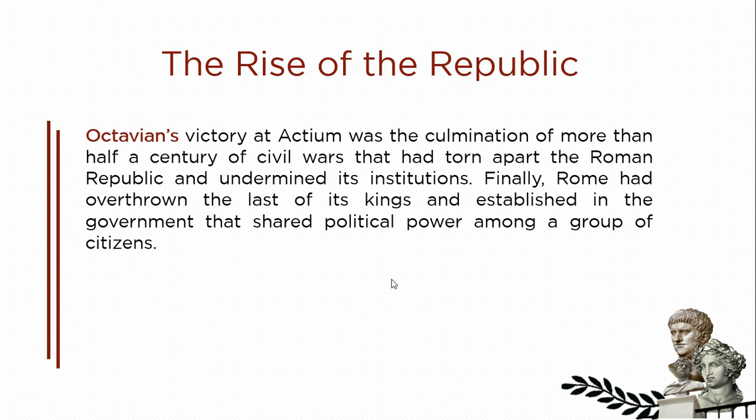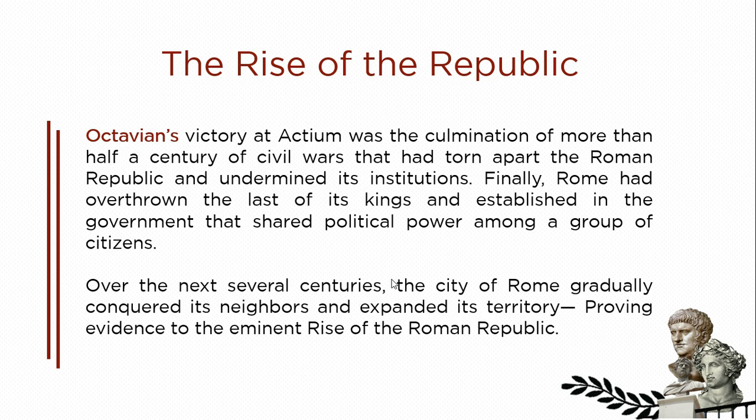The Roman Republic had come into being 500 years earlier, when the small and rather insignificant city state of Rome had overthrown the last of its kings and established in their place a form of government that shared political power among a group of citizens. The important offices in the government were filled by annual elections in which all citizens cast votes for their favorite candidates. While this might sound quite democratic, real power was concentrated in the hands of a set of influential, wealthy families from whose ranks almost all of the elected magistrates were chosen.